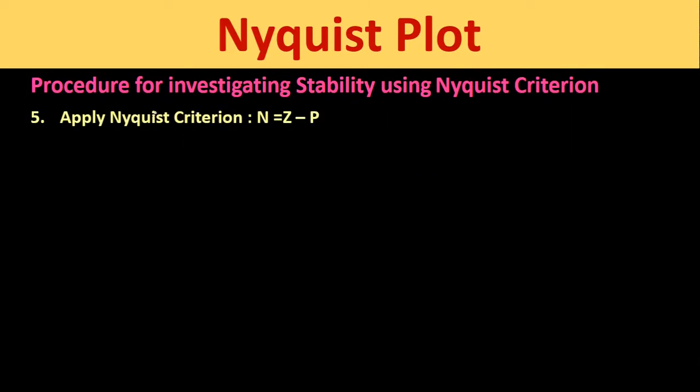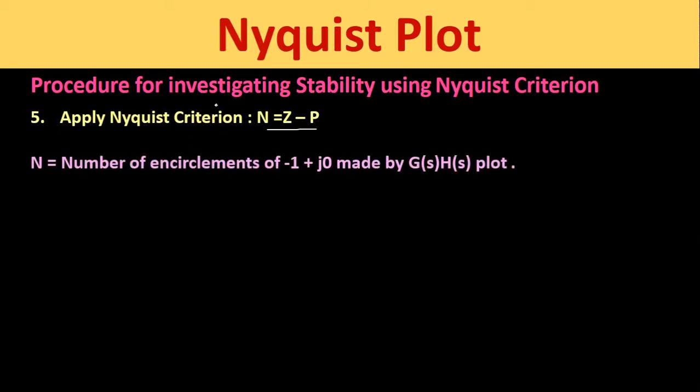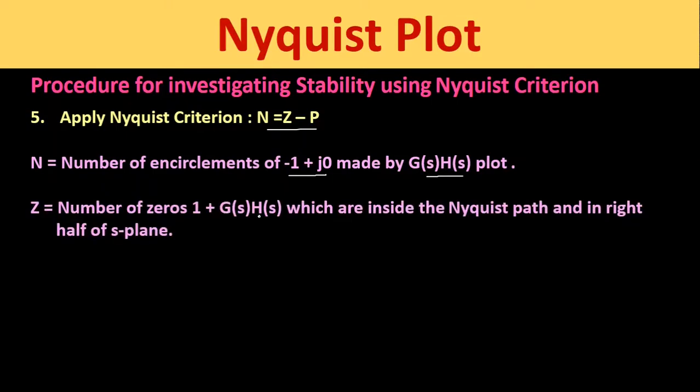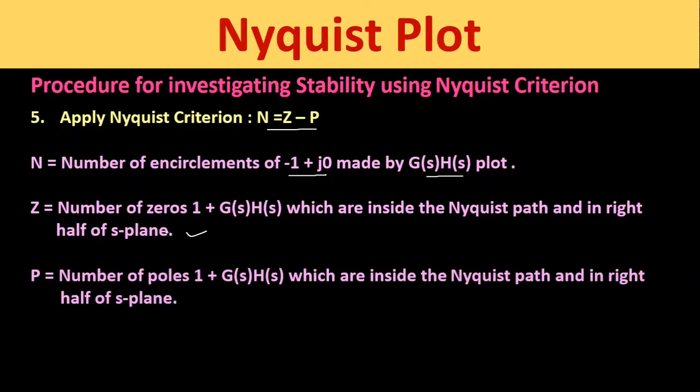Then fifth point is that we have to apply the Nyquist criteria, which is given by N equal to Z minus P. Here N is equal to number of encirclements of minus 1 plus j0 point made by G(s)H(s) plot. This G(s)H(s) plot means Nyquist plot. Here Z is equal to number of zeros of 1 plus G(s)H(s) which are inside the Nyquist path and in right half of the s-plane. Then P is equal to number of poles of 1 plus G(s)H(s) which are inside the Nyquist path and in the right half of the s-plane.